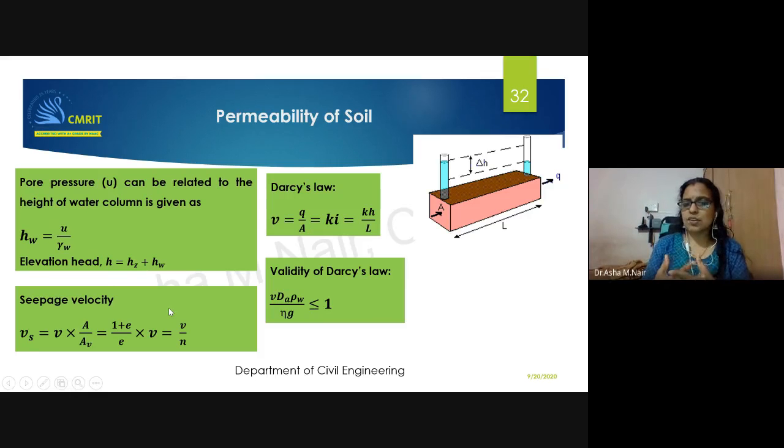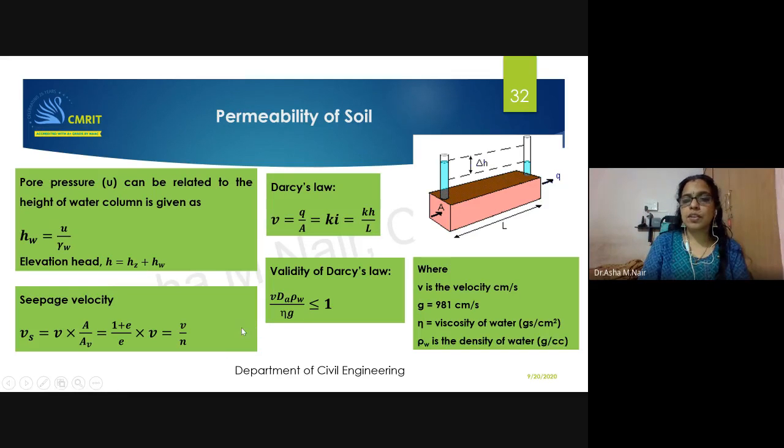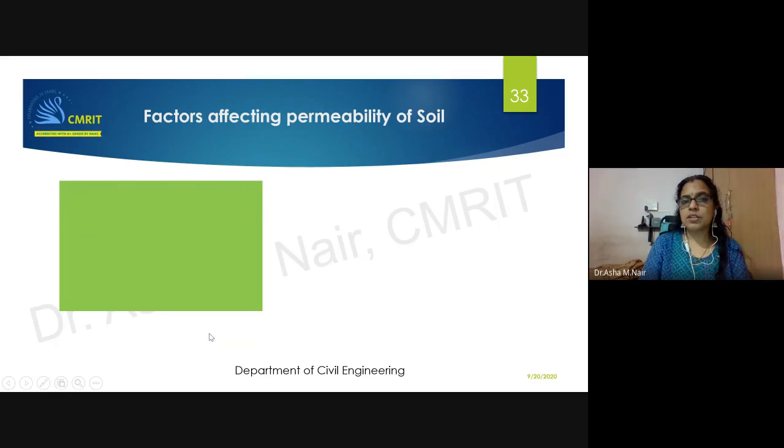Validity of Darcy's law. Whenever water flows in it, we say that the Reynolds number, v into d by rho into rho w divided by eta into g, should be less than or equal to 1. Then K is equal to C into D10 square, where C is what exactly? I have told you the Hagen-Poiseuille equation also. If you remember, I had told you the expression for C. So K is proportional to D10 square, but generally they suggest a value of C equal to 100. If that is the case, we can put K is equal to 100 into D10 square.